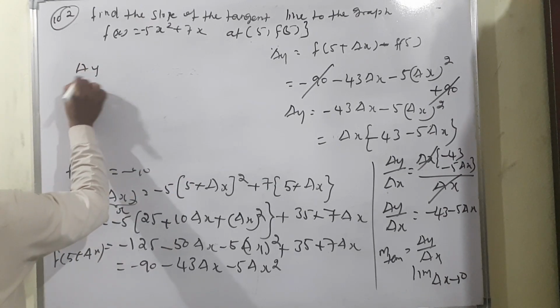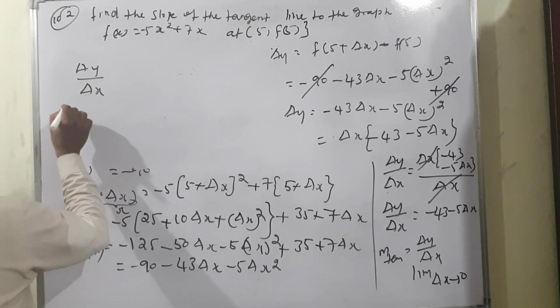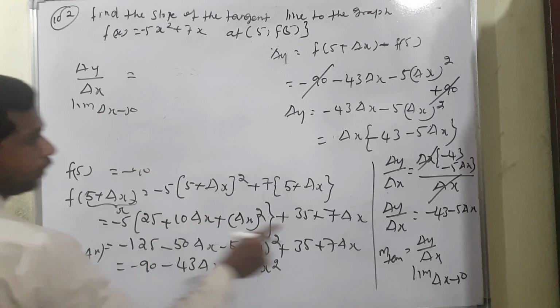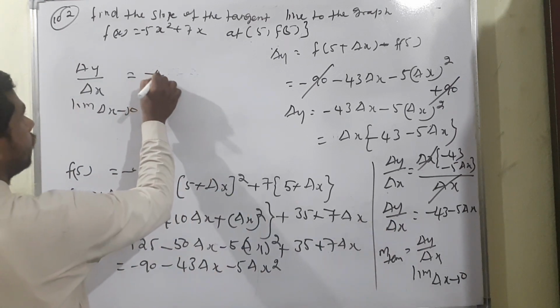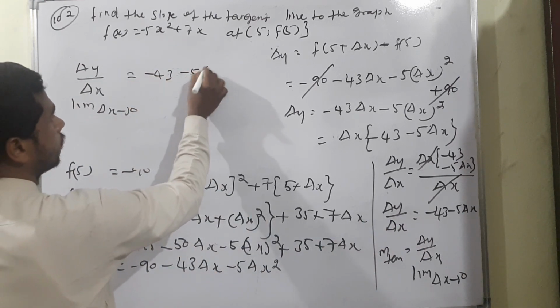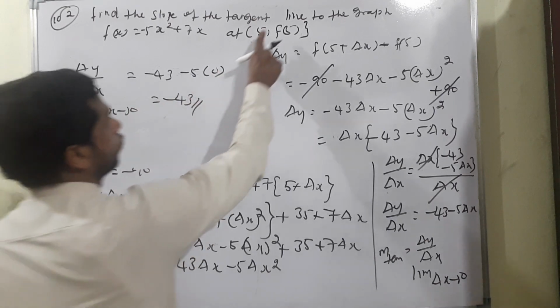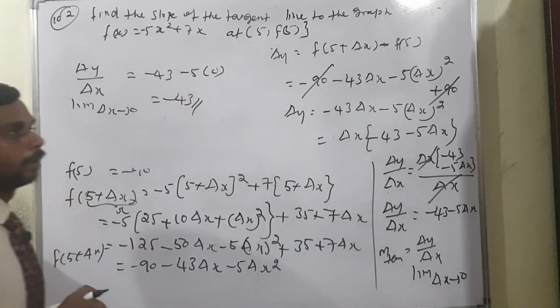So dy by dx, limit delta x tends to 0, is equal to the answer, minus 43, then minus 5 into 0. What will happen? Minus 43 is the answer for the slope of the tangent at the point 5 comma f of 5.